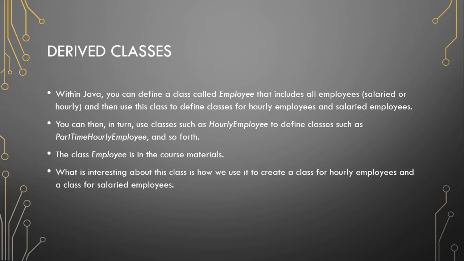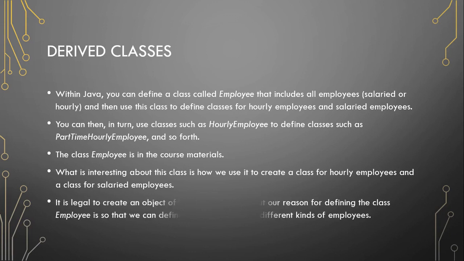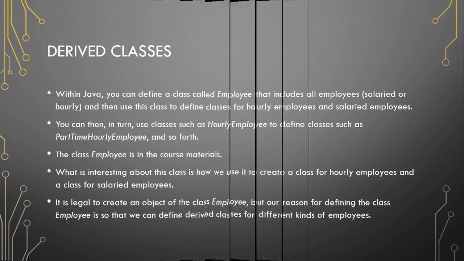Now, what's interesting about the employee class is that we can use it to create a class for hourly and a class for salaried. Right? So we're going to be able to extend that class to give the properties to make those various different subclasses. Now, it's legal to create an object of the class employee, but our reason for defining the class employee is so we can define derived classes for different kinds of employees. So we could just technically create an object called employee and give that properties. But because we want to break it down and differentiate between a salaried employee and an hourly employee, we can go ahead and use this approach right here.